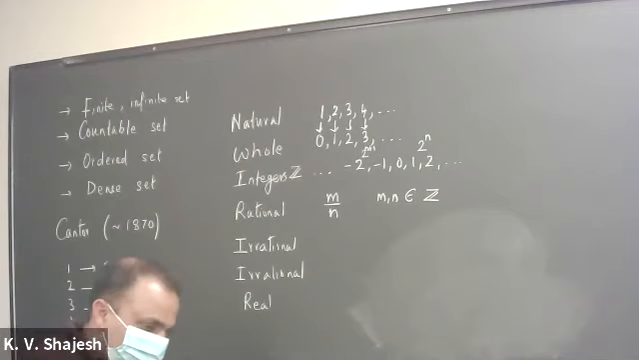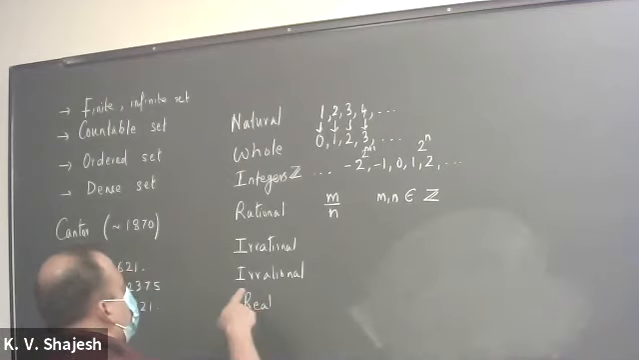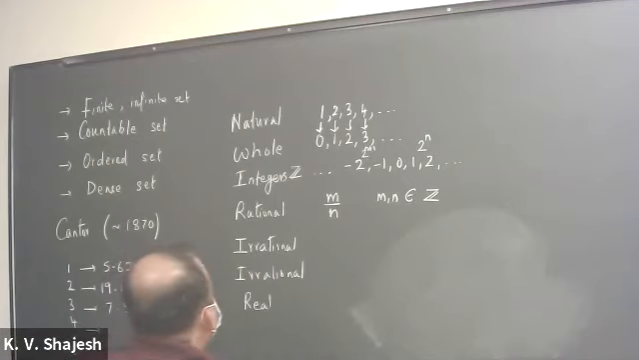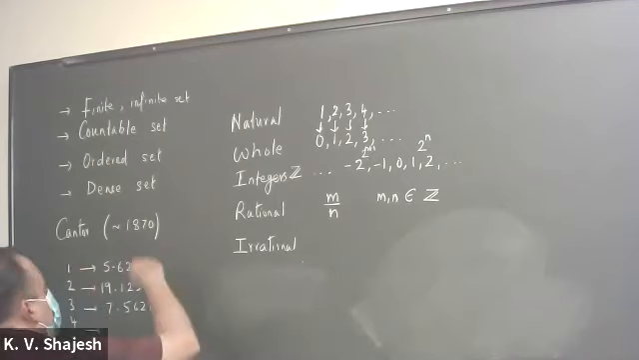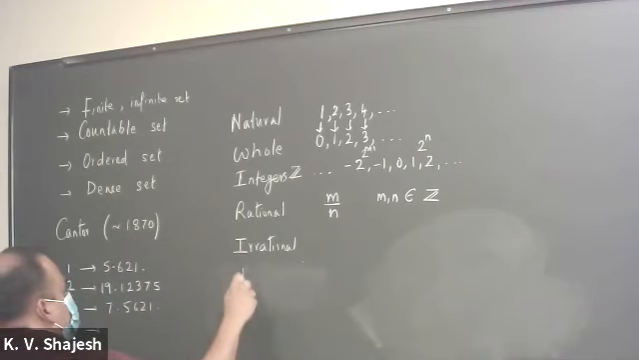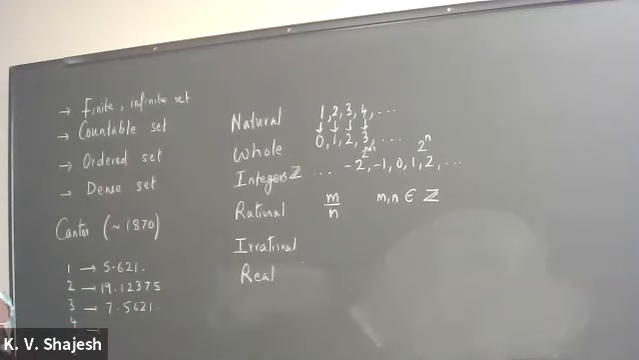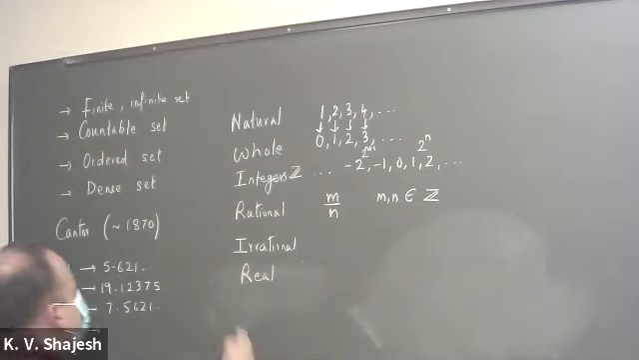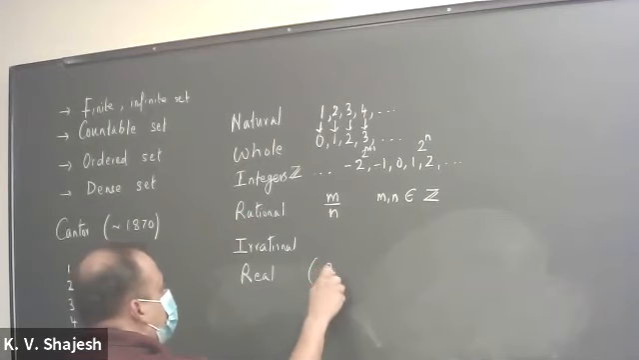The irrational numbers are ordered, in the sense that given any two, you can say which is less or more. And they are dense also. The irrational numbers are dense. Is it countable? Not countable. Is it ordered? It is ordered. And real numbers are rational plus irrational. Right? Rational plus irrational.